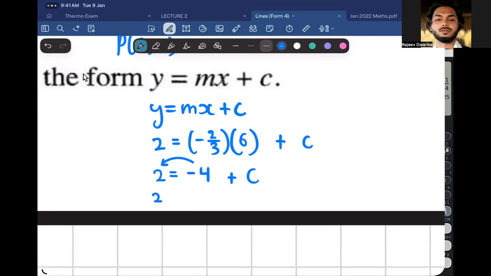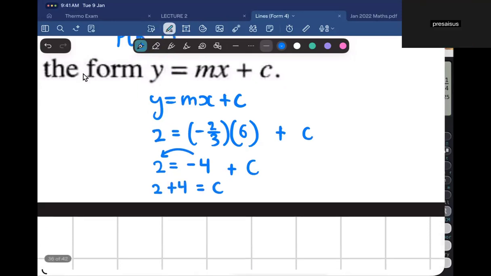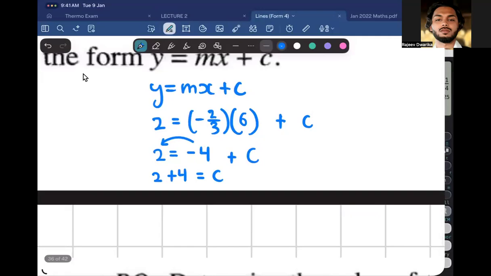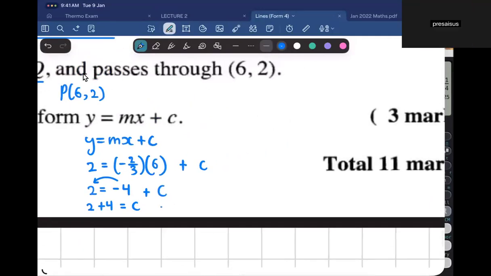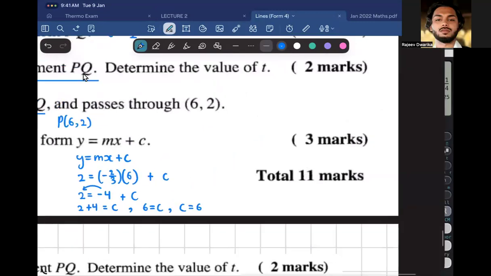That'll be 2 plus 4 equals c. What's 2 plus 4? 2 plus 4 is 6. All right, so 6 is equal to c. So c is equal to 6. Right. You have it there. All right, so what's the final equation?